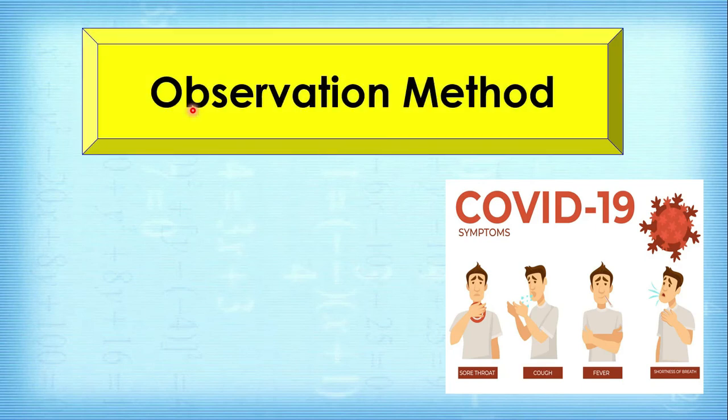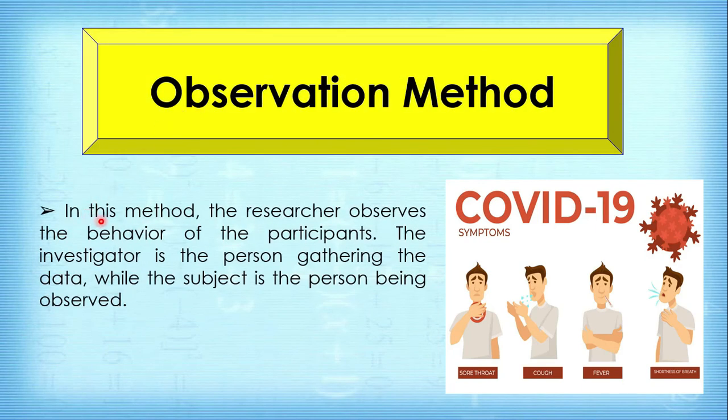Third is the observation method. In this method, the researcher observes the behavior of the participants. The investigator is the person gathering the data, while the subject is the person being observed. In this picture, the man is being observed to see if he is having any of the symptoms of COVID-19. So we can use the following human senses, like for example, the sense of sight, smell, hearing, and so on.